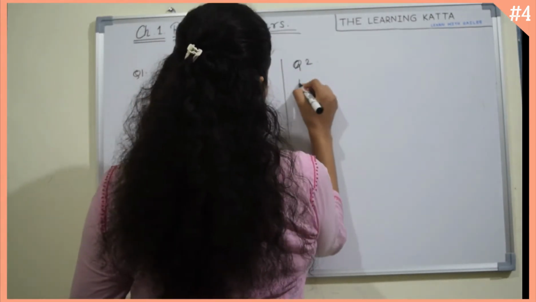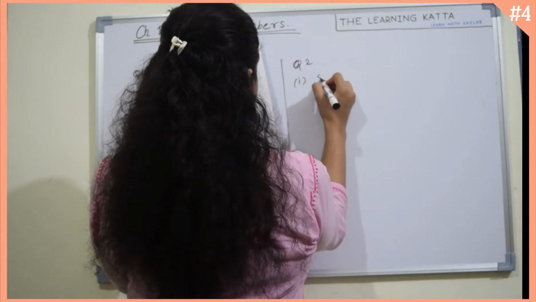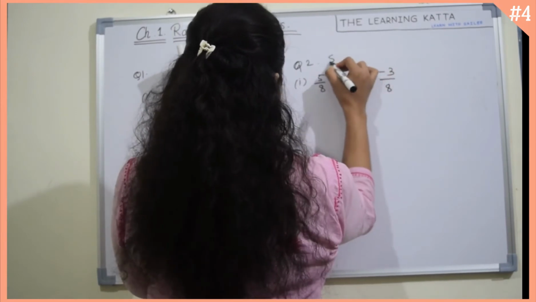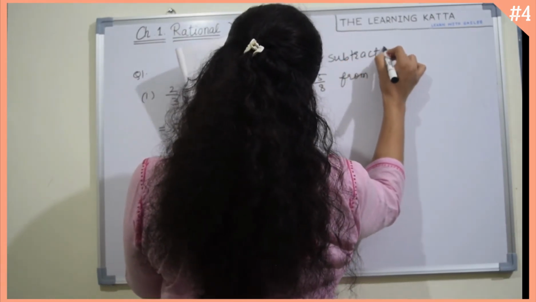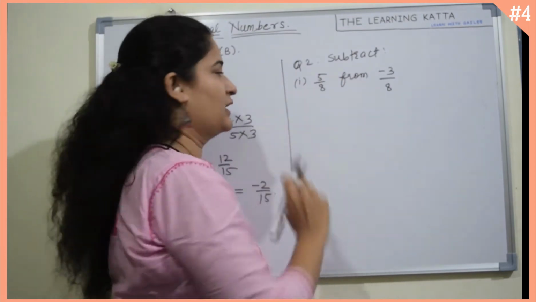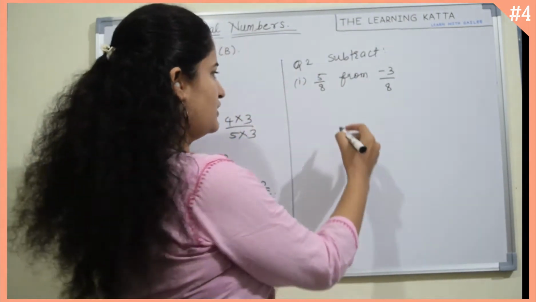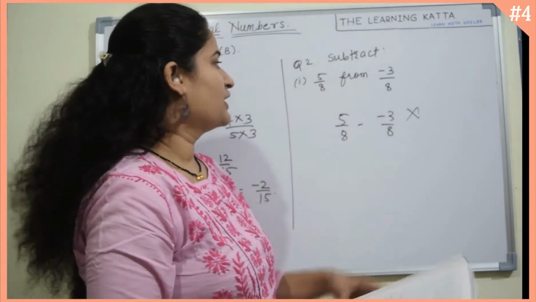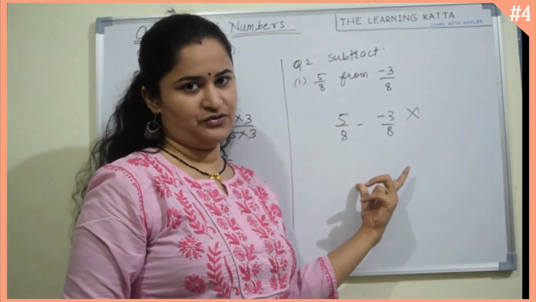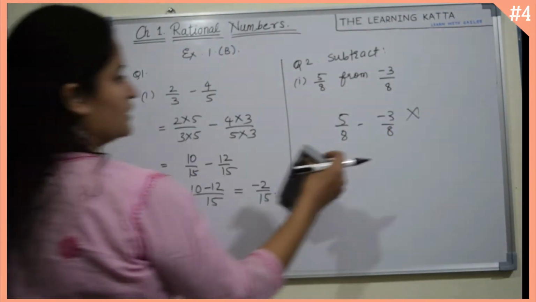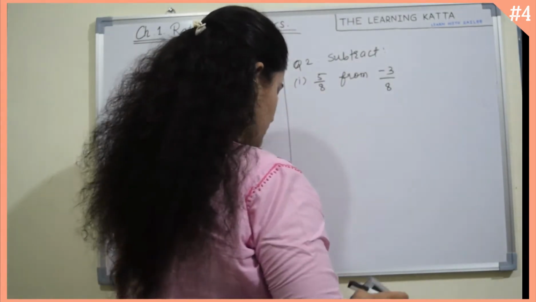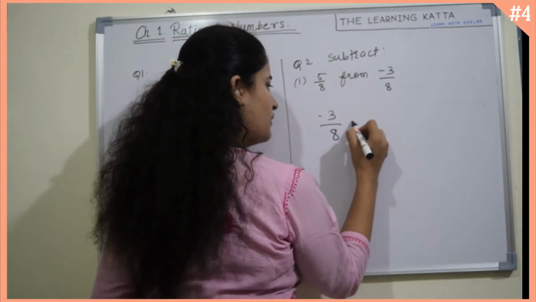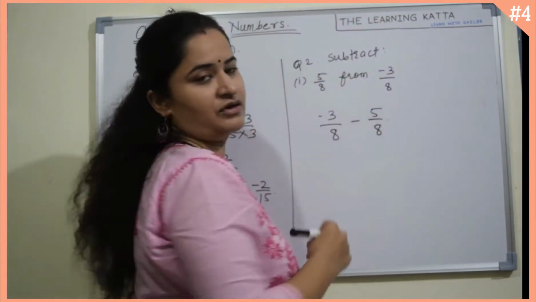Now in question 2, they have mentioned it like this. Subtract 5 by 8 from minus 3 by 8. So what happens, many a times students get confused, they write it like this: 5 by 8 minus 3 by 8. So this is wrong. So the number which comes after "from" is to be written first. Okay. So we will be writing minus 3 by 8 first. So minus 3 by 8 minus 5 by 8. This is the correct way of writing it.